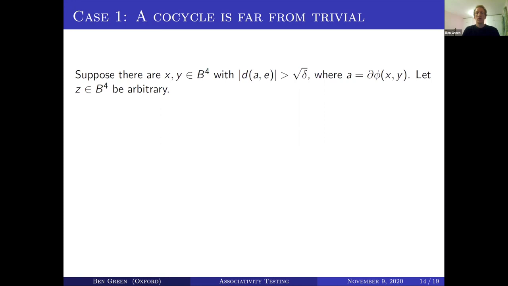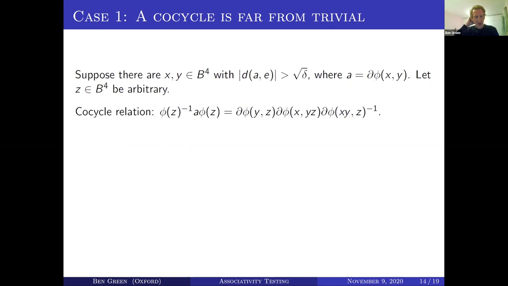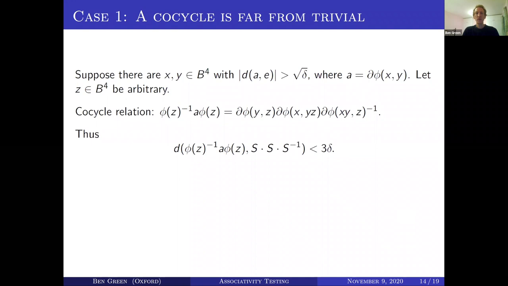So fix those x and y, let A be the co-cycle, and just take an arbitrary z. All of these things lie in the approximate group B, or B to the 4, but don't worry too much about that. Then we write down this co-cycle relation, which ultimately comes from group cohomology. It's saying that every co-boundary is a co-cycle, but this is just an identity that you can verify. It says that the conjugate of A by phi of z is the product of three co-cycles. Because those co-cycles, by assumption, all take values close to S, this means that the conjugate of A by phi of z takes values close to S times S times S.